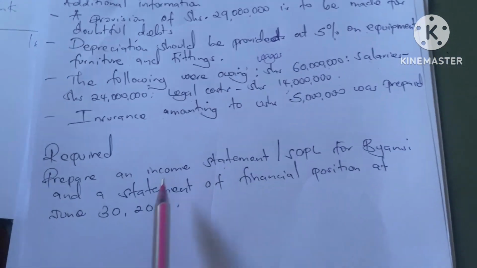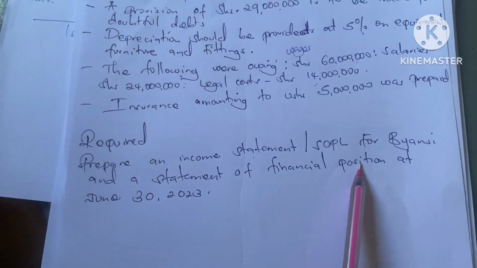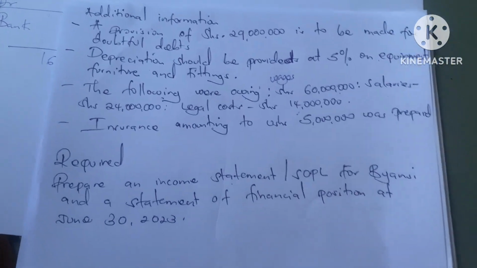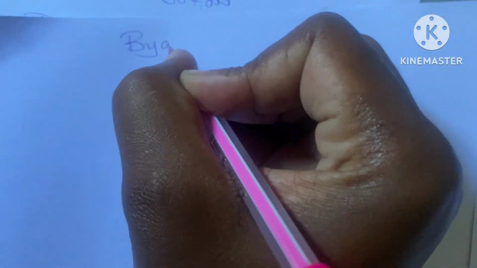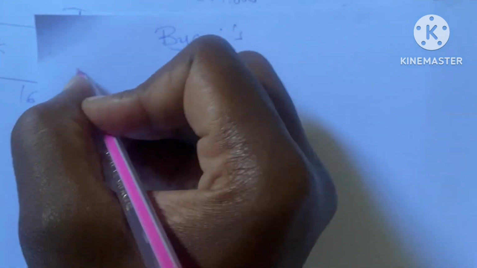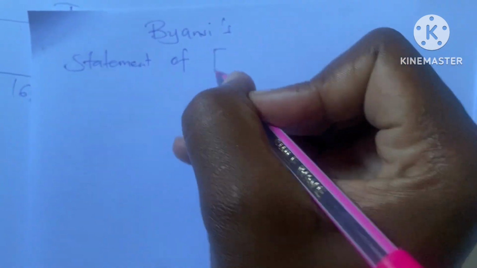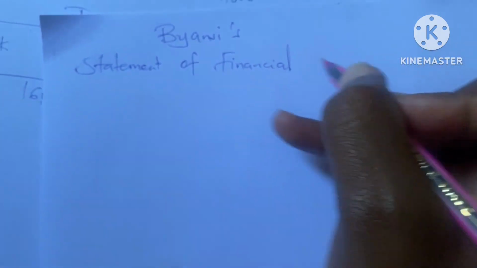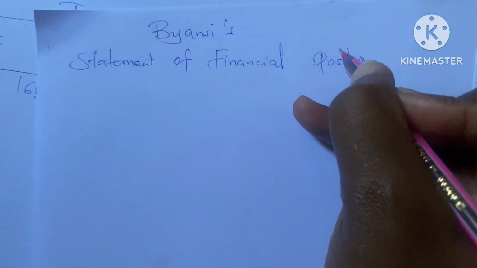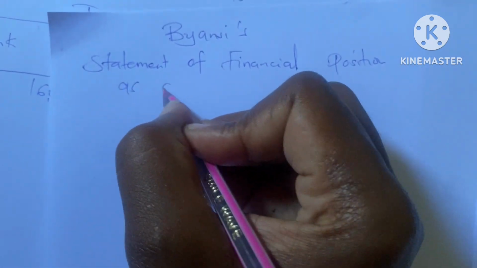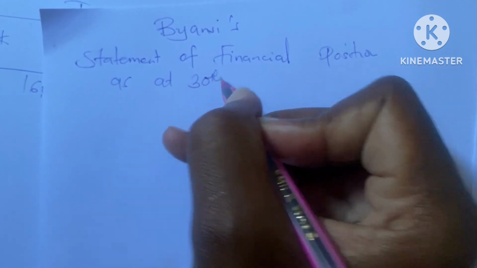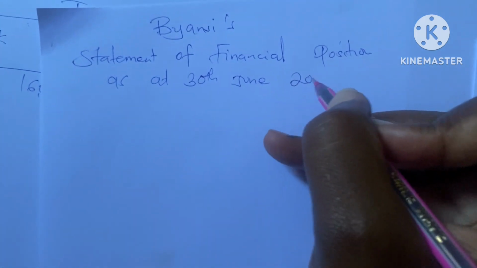So let's have the statement of financial position. We're still continuing with the example in single entry. So B and C, we are using the same example as we used in the previous video of single entry and incomplete records. So B and C's statement of financial position, also known as the balance sheet, as at 30th June 2023.